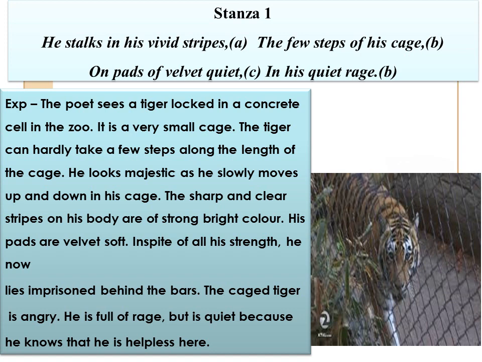On pads of velvet quiet, his padded feet, and he moves about very quietly in his quiet rage. He is angry, but he is helpless here. The caged tiger is angry because he is caged, but man has made him a prisoner for their fun. He is completely helpless inside the cage.